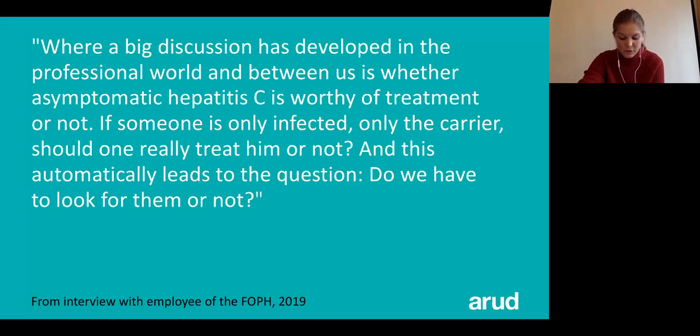So this view of the FOPH regarding treatment stands in contrast to what most hepatitis C experts recommend. And the statement does also not correspond to international guidelines, because they say that all persons should be treated irrespective of their liver damage.